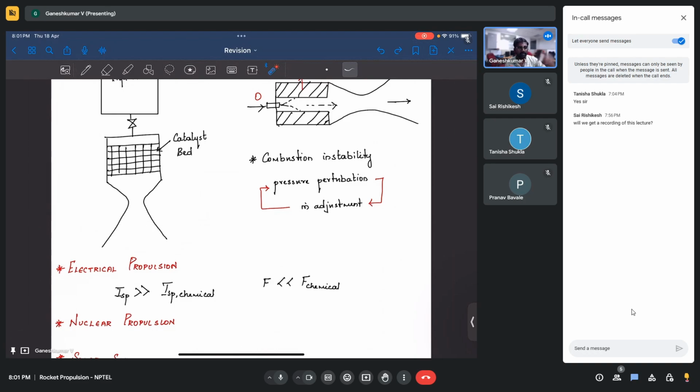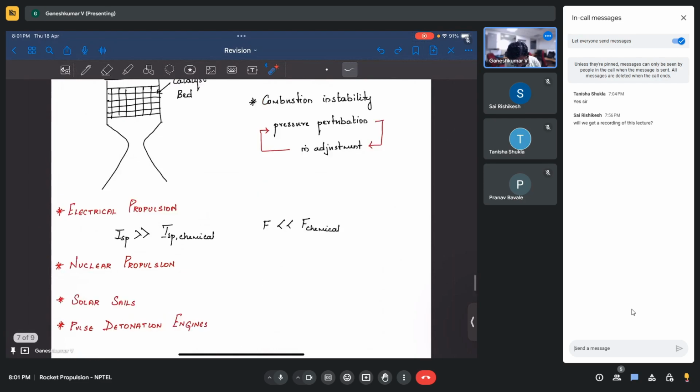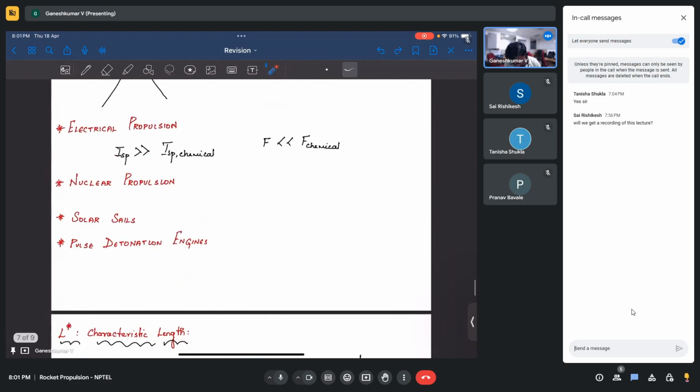So this is like a cycle that keeps on going, and sometimes it might increase its amplitude, and it might burst, or it might deteriorate. That also can happen, but that is the combustion instability people are studying. There is acoustic instability also that people study within a combustion chamber. Okay. And then there are a few advanced rocket propulsion technologies, which are electrical propulsion and nuclear propulsion.